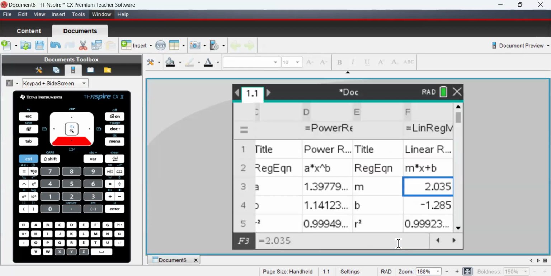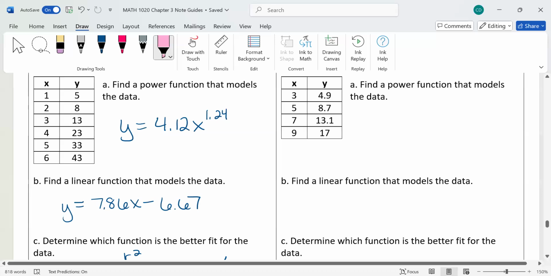So 2.04 and minus 1.29. And that R squared is 1. All right, so you see we have linear and power, all this information's here. Let's go back and fill this in.